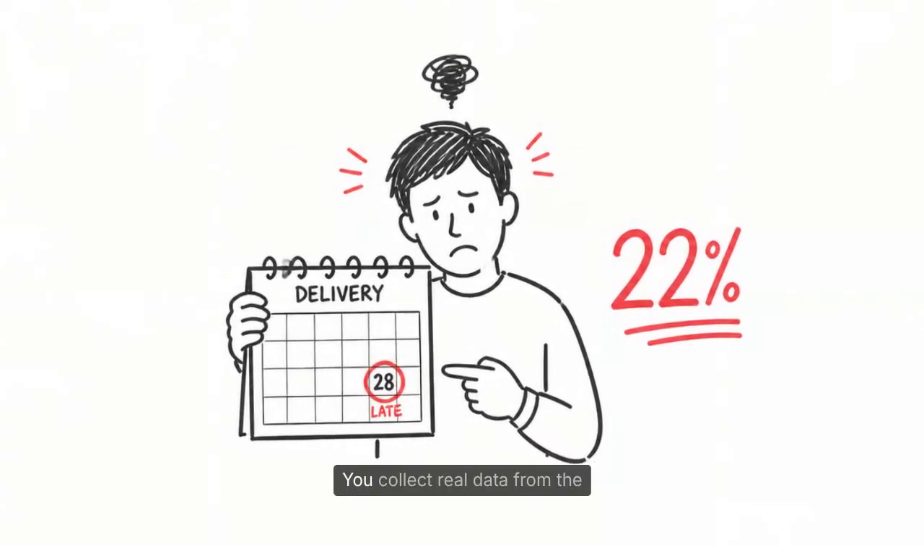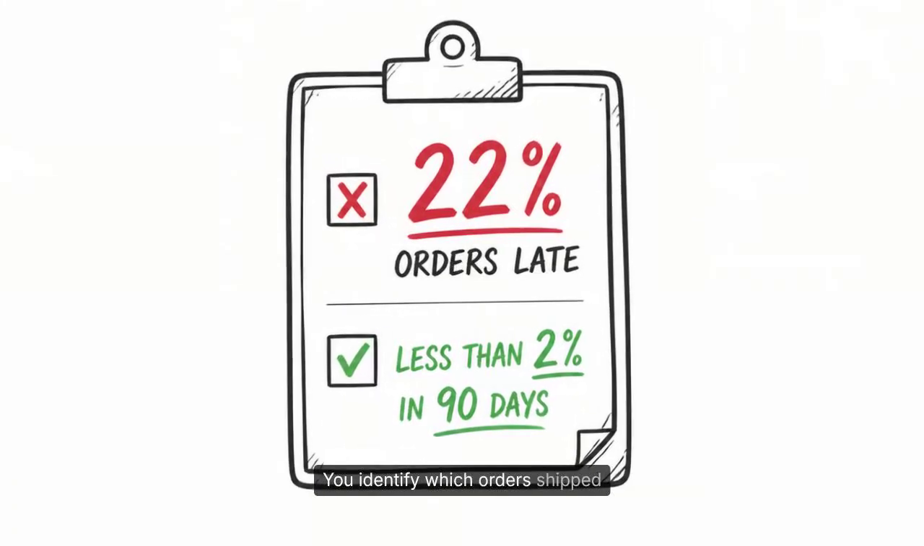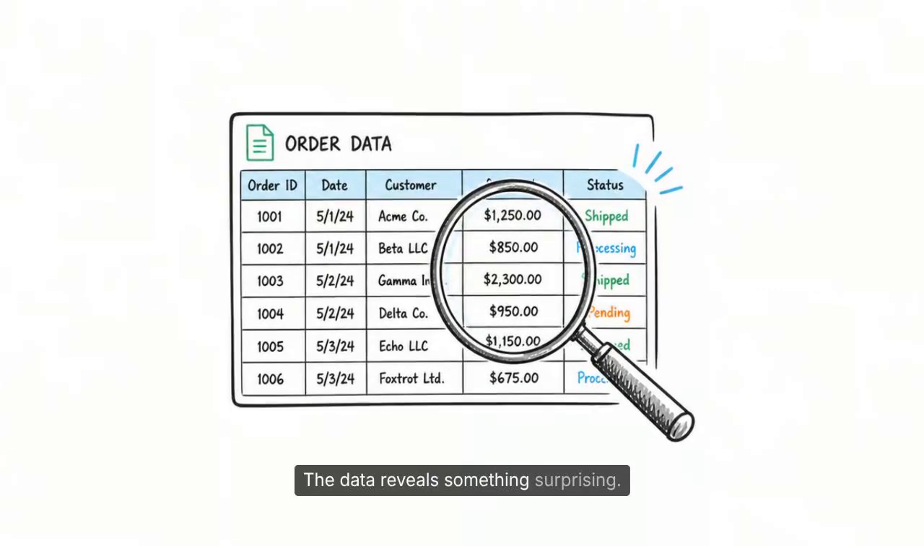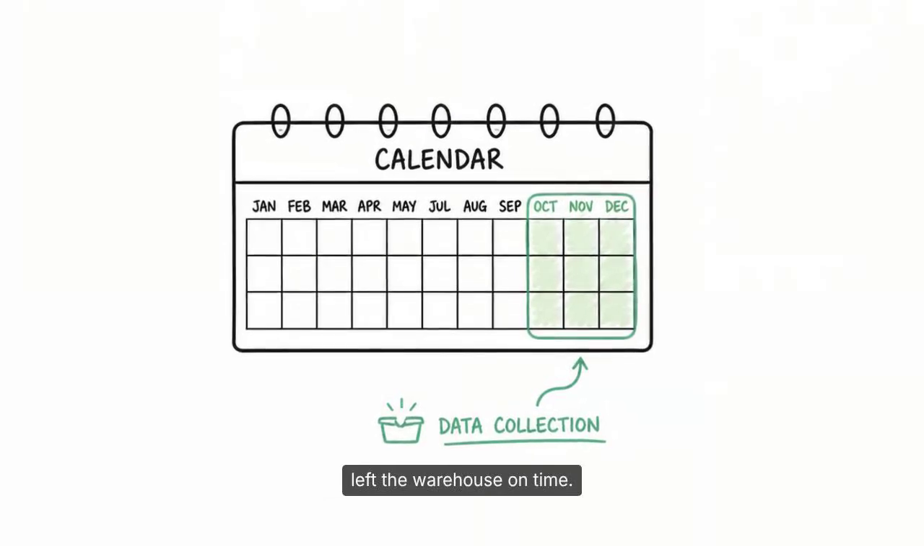Next comes measure. You collect real data from the last 3 months of orders. You identify which orders shipped late and exactly where delays occurred. The data reveals something surprising. Most delayed orders never even left the warehouse on time.